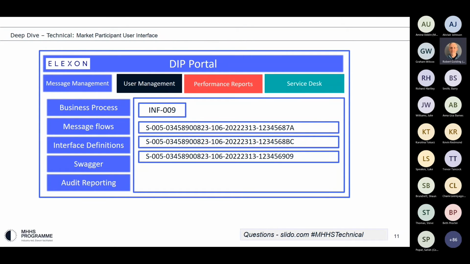So the main one in terms of functionality would be the message management capabilities, where they'll be able to see the different processes and the message flows within those business processes, the flow of messages that they are responsible for and how they're flowing through the DIP. They'll also be able to see interface definitions, the Swagger definitions, and any audit reporting as well.